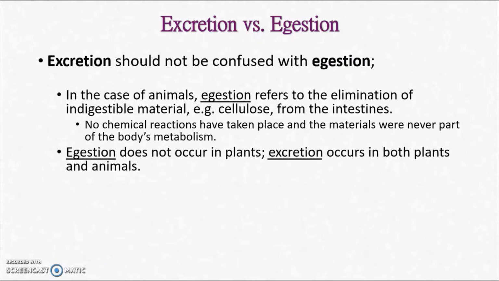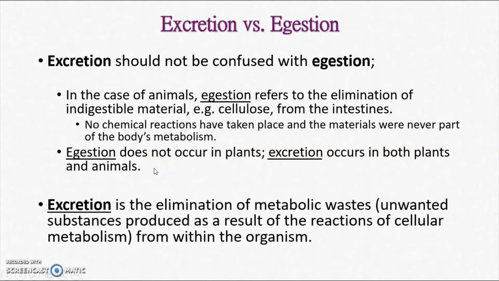First of all, egestion refers to the elimination of indigestible material from the intestines, for example cellulose. It's important to note that during egestion, no chemical reactions have taken place, and the materials were never part of the body's metabolism. Another thing is that egestion does not occur in plants, it only occurs in animals. Excretion, on the other hand, occurs in both plants and animals.